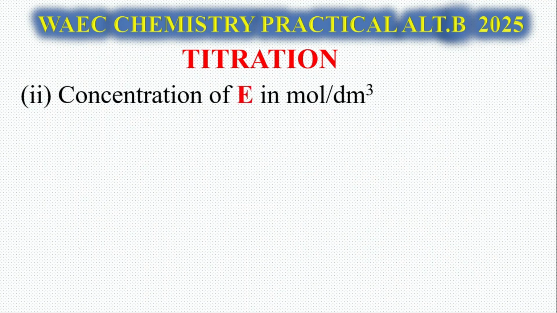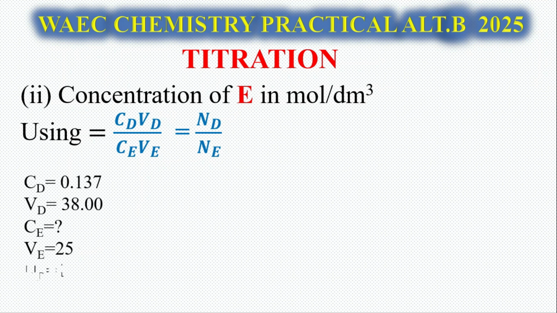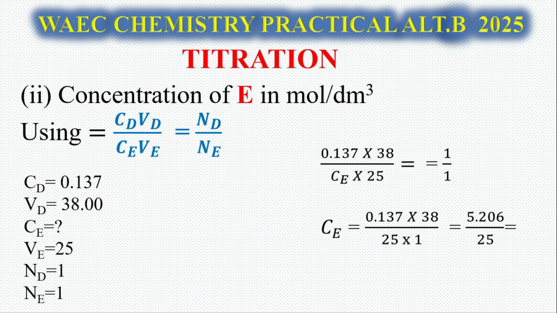All right, let's look at the concentration of E in mole per dm³. This one you can use CA VA over CB VB equals nA over nB. You can see the value of the acid and the volume of the acid. You are looking for the concentration of the base, so make that the subject of the formula. Substitute the values respectively, and you have your answer to be 0.20 mole per dm³ of the base, which is E.